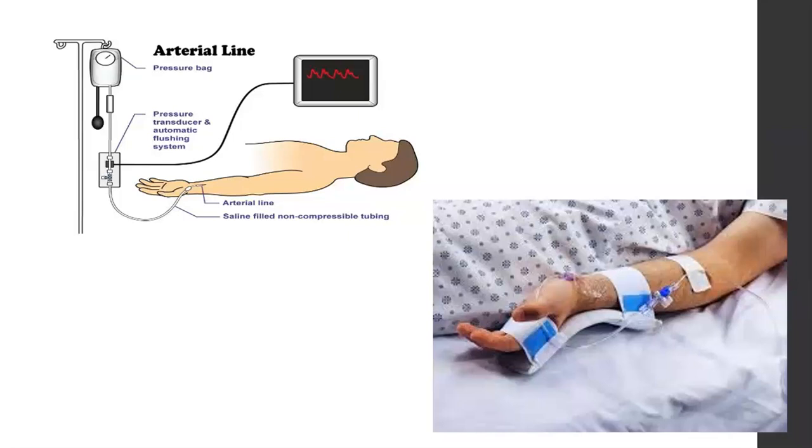We typically see these put in radial arteries. The major advantage of putting it in the radial artery is the supply of collateral circulation to the hand provided by our ulnar artery. So to test that, we have to perform what we call an Allen test whenever we go to put an arterial line in. And you will never be placing an arterial line as a nurse. It will always be a provider.